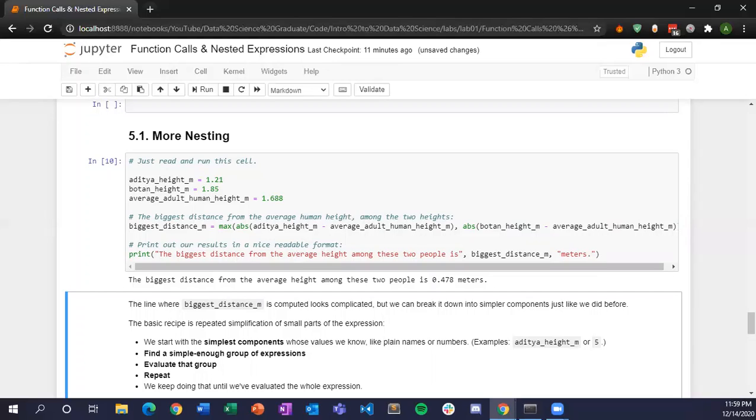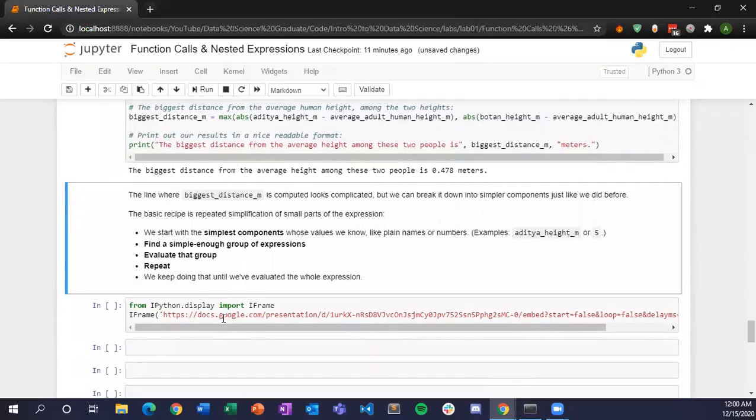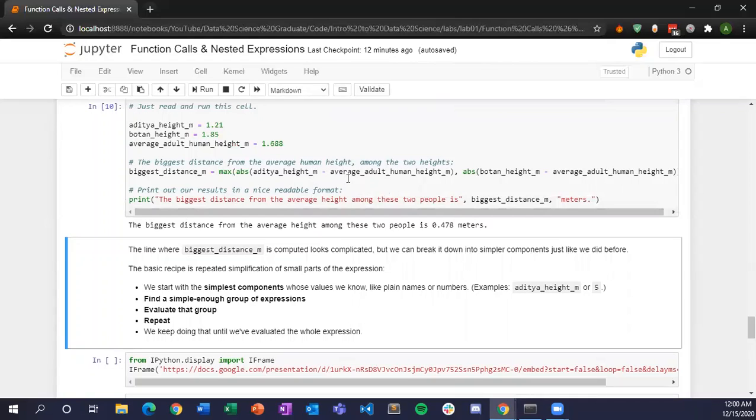The line where biggest distance m is computed looks complicated, but we can break it down into separate components just like we did before. The basic recipe is repeated simplification of small parts of the expression. We start with the simplest components whose values we know, like plain names or numbers such as Aditya height m or 5. Next, we find a simple enough group of expressions. So we look for a group of simple expressions that are directly connected to each other in the code, for example, by arithmetic expression or as arguments to a function call. Then we evaluate that group. So we evaluate the arithmetic expressions or function calls they're a part of and replace the whole group with whatever we compute. For example, we had Aditya height m minus average adult human height m, which becomes negative 0.478.